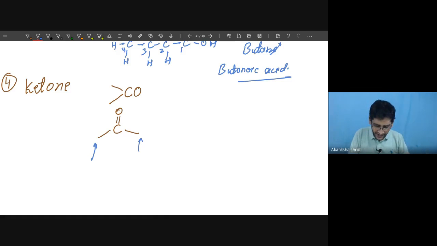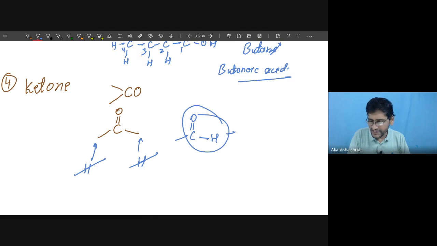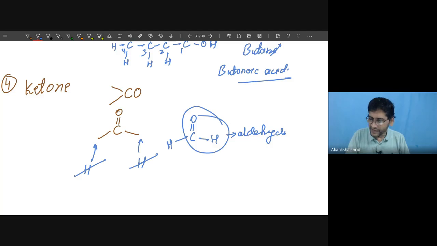Here we need to keep in mind, you cannot put hydrogen on either of these sides. Why? If you put hydrogen on this side, then it becomes an aldehyde, which is itself a new functional group that we have learned. Even if you put a second hydrogen at this place, it becomes the methanol that we have learned. So therefore hydrogen is not possible.